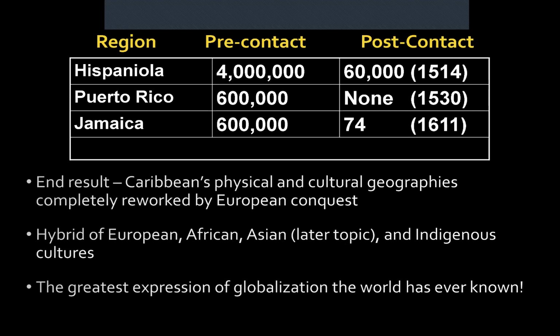The end result of this was that the Caribbean's physical geography, which we've talked about in the previous class, and the cultural geographies were completely reworked by the conquest. And then today, that's created a hybrid of European, African, Asian, which we'll talk about later, and indigenous cultures.